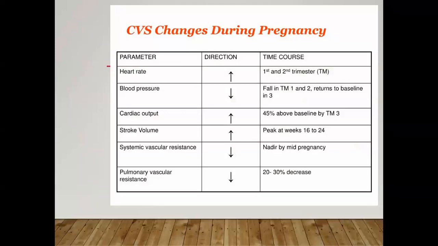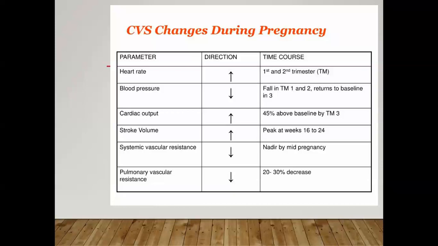These are the CVS changes during pregnancy, and this table shows you the points in focus. Heart rate increased, especially in the first and second trimester. Blood pressure usually decreases, especially in the first and second trimester, and returns to the baseline level in the third. So most women come to you in the first or second trimester complaining of relative hypotension, and you have to reassure her that these are normal physiological changes.